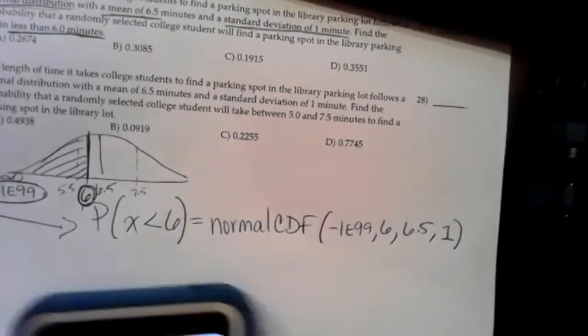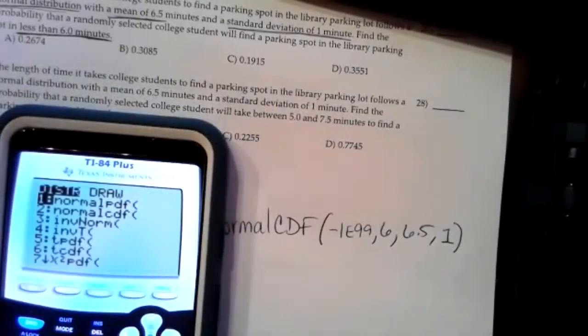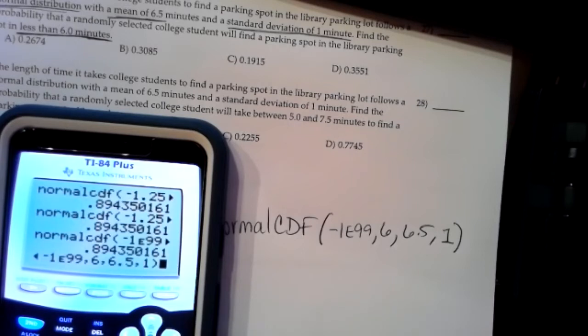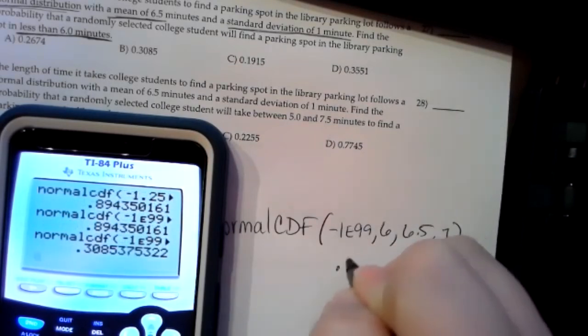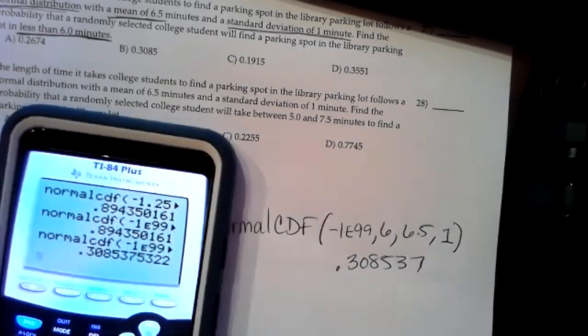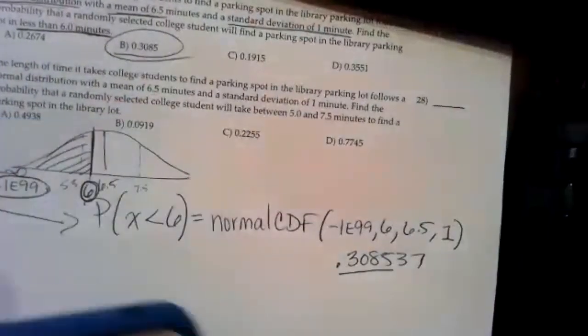So I'm going to go to my calculator, second vars, normal CDF, negative 1, second comma, E, 99, pick my 6, my 6.5, and my 1, let it go, and I got 0.308537. So if I go back up to match, right there's going to be my four decimal places, which should match up with choice B. Okay.